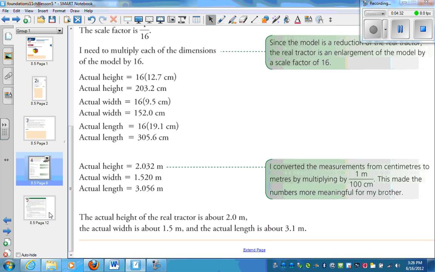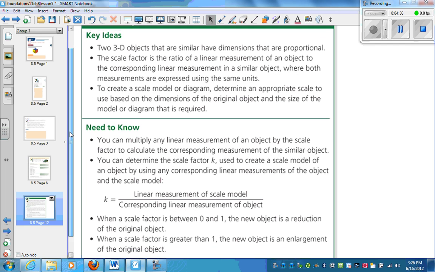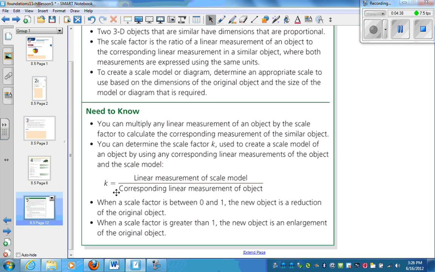Okay? So just to summarize this part, the scale factor is equal to the scale model divided by the object, just like we were doing before. If it's between 0 and 1, it's a reduction. If it's greater than 1, it's an enlargement. So not much new here.